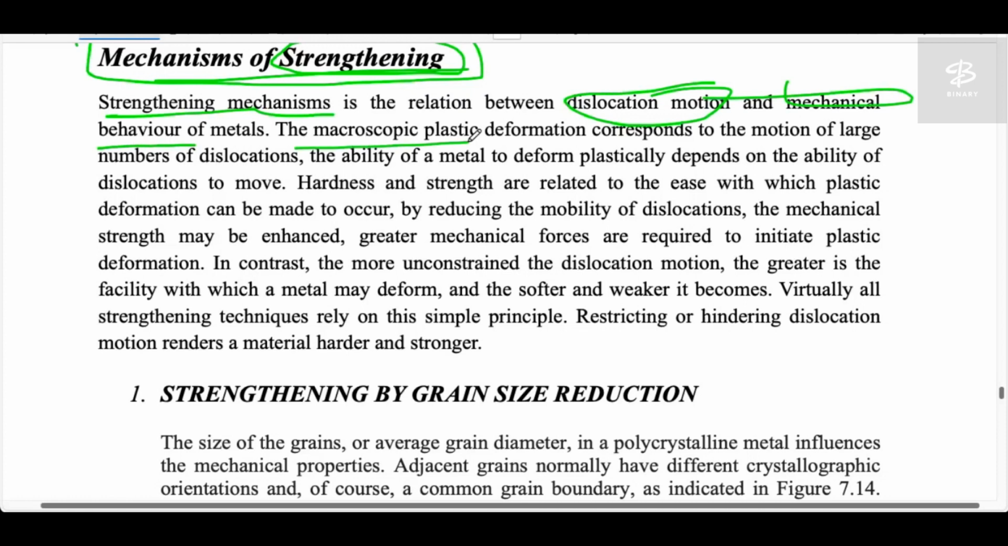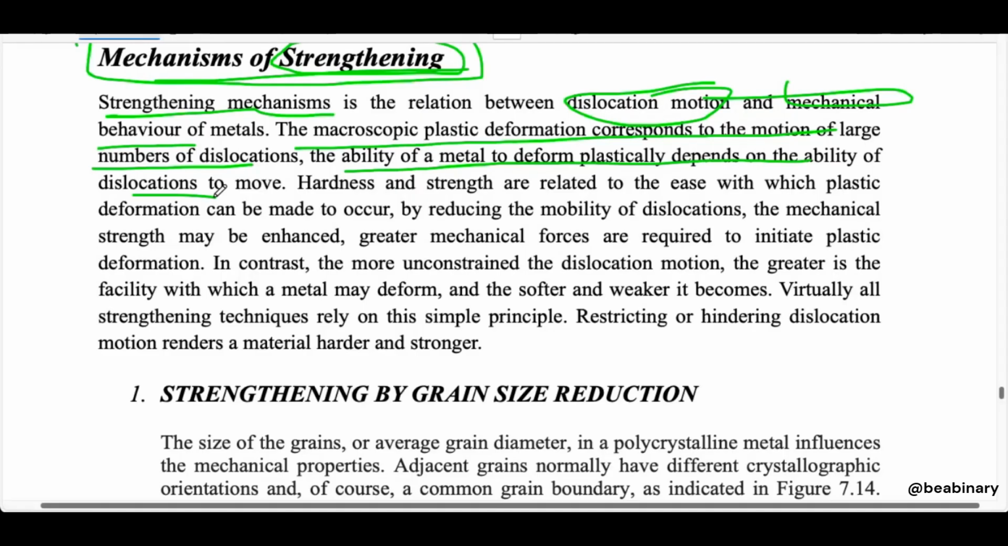The macroscopic plastic deformation corresponds to the motion of a large number of dislocations. Obviously, I've already told you that plastic deformation means the motion of dislocations. The ability of a metal to deform plastically depends on the ability of dislocations to move. I've already made you know the difference between elastic deformation and plastic deformation.